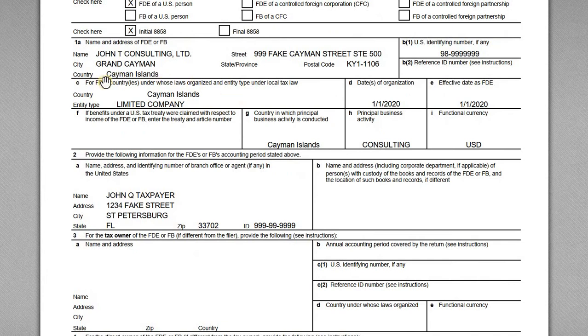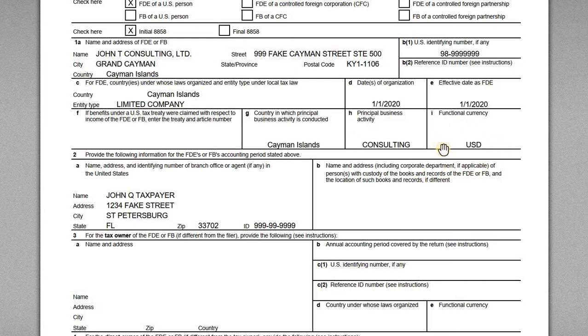So it's a Cayman Islands Limited Company, which is by default treated as a foreign corporation. You have the date of organization, effective date that it became a foreign disregarded entity. So he made the election for it to be a DRE on the very first date of formation. Okay, country of formation, Cayman, principal business activity consulting, and then functional currency here is the U.S. dollar.